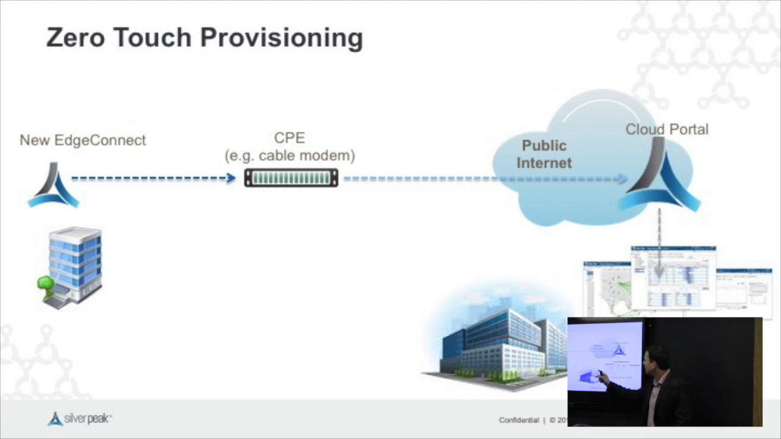The way it works is the new device is plugged in and reaches out via a DHCP request. Right. It reaches a well-known location via DNS in our Cloud Intelligence Portal. So that's sort of the must-have feature of the Cloud Intelligence Portal: we need to have a place that we can reach.